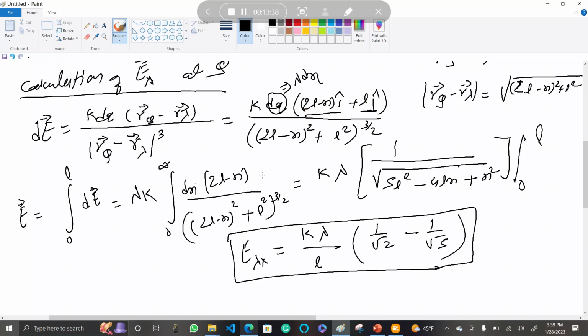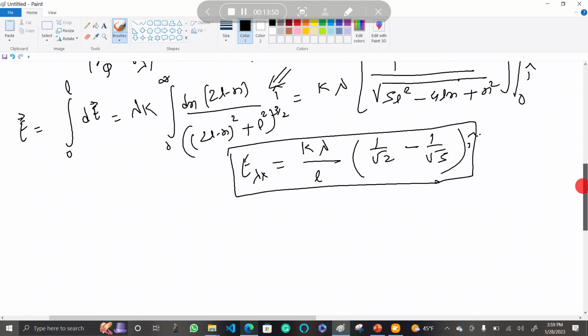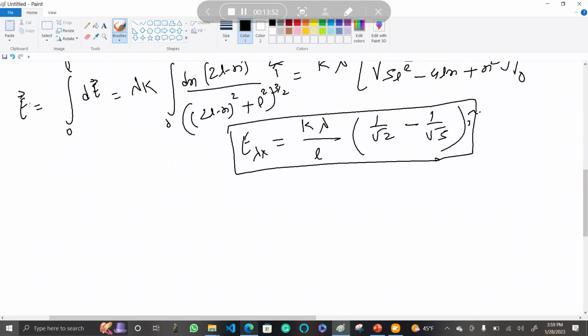Here I am taking only the x component, which is along the i axis. Now I do similarly for the j component. This is for the i component, the x component. Similarly for the y component, I integrate over the same range.